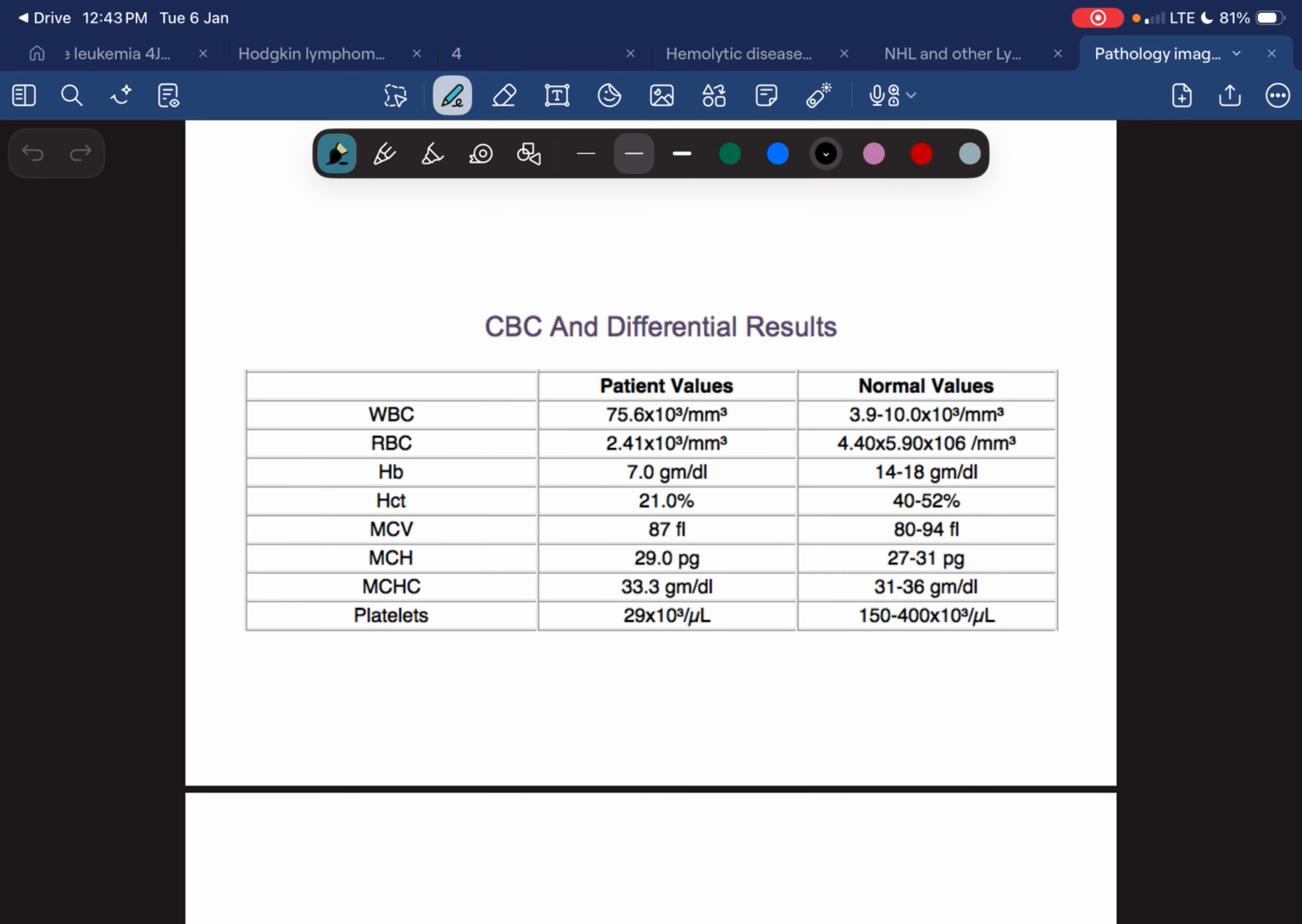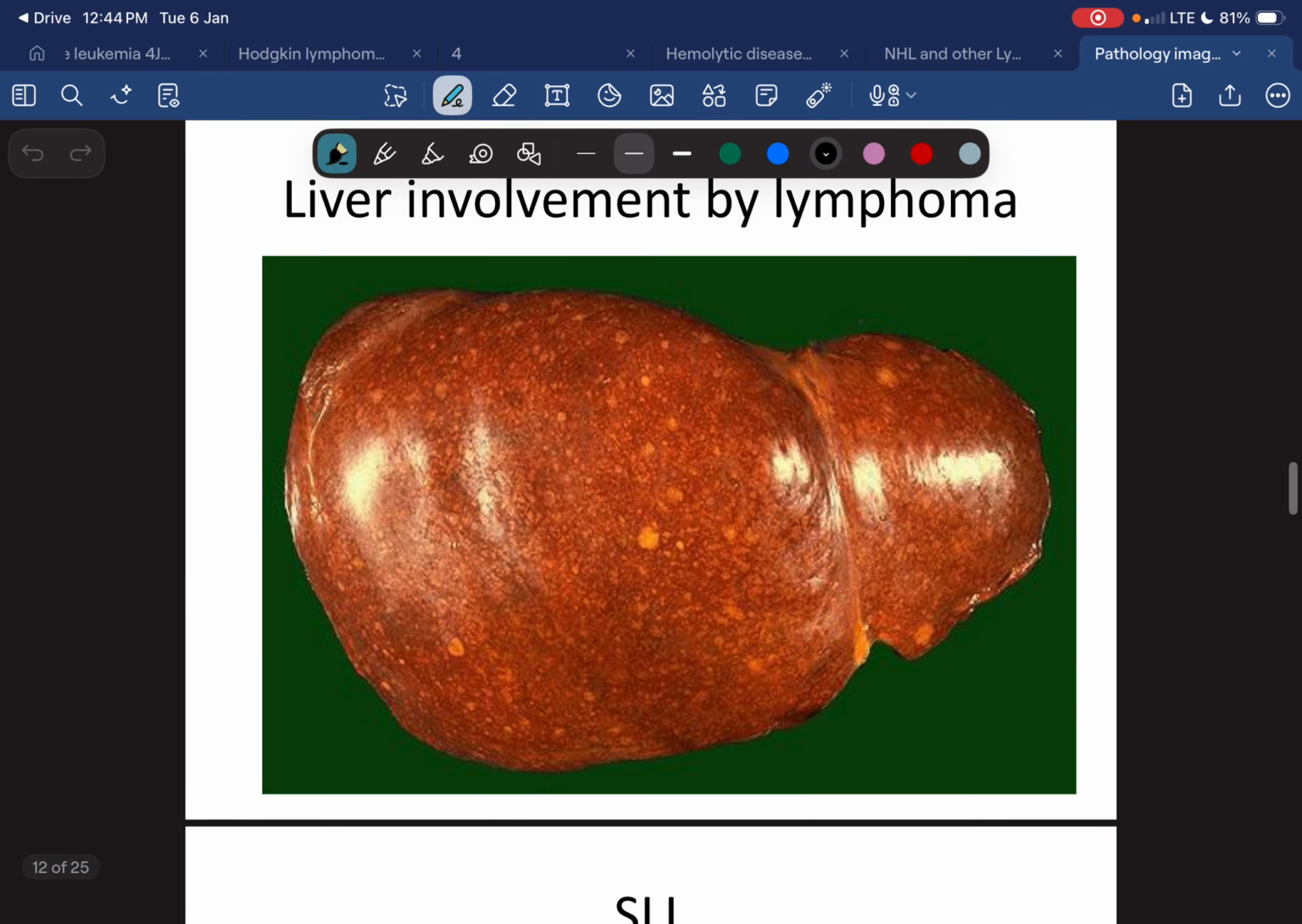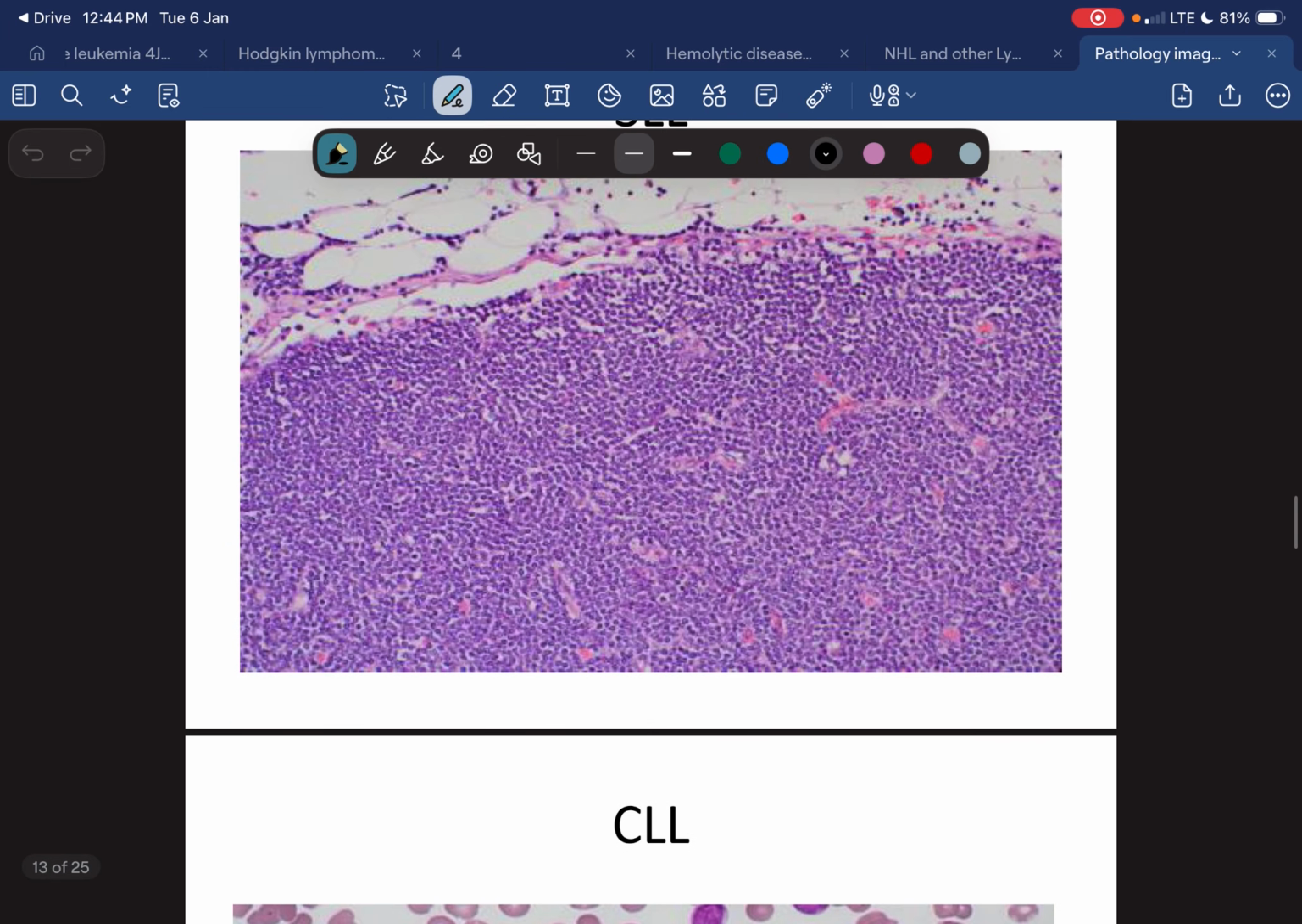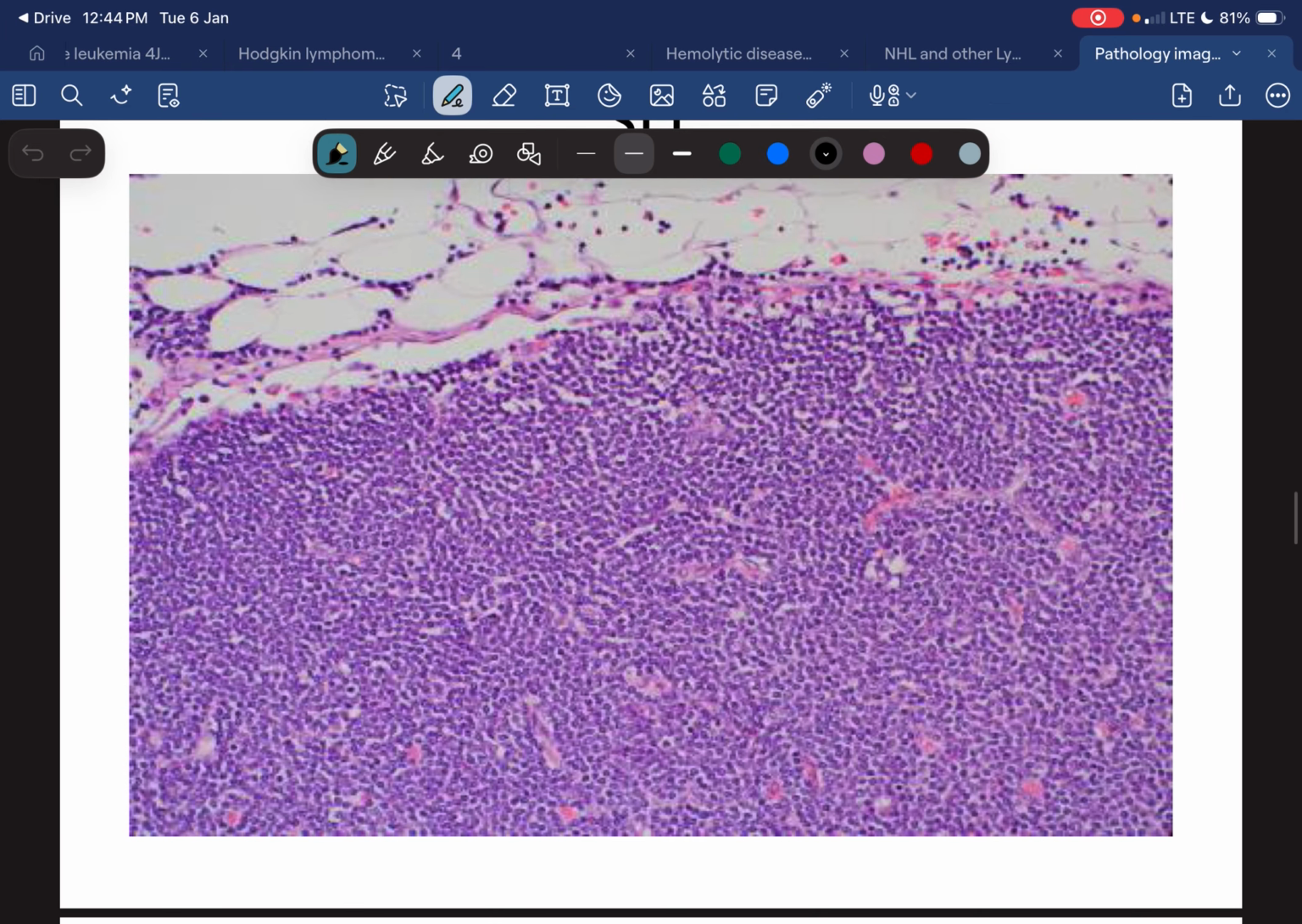These cells are small, monotonous. We can see also, though not very clear here, foci of proliferating centers. Proliferation centers contain prolymphocytes, actively dividing lymphocytes. The proliferation center is characteristic of small lymphocytic lymphoma.